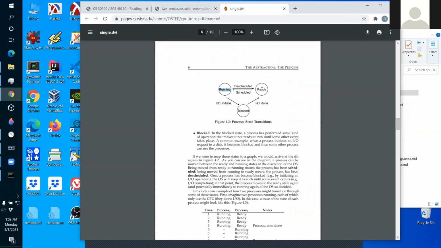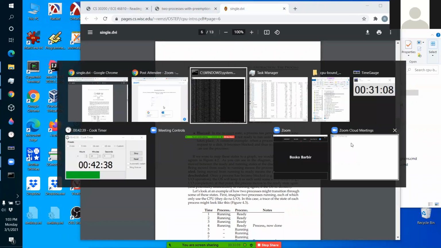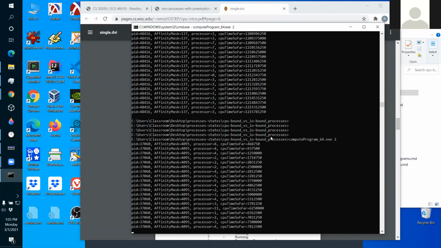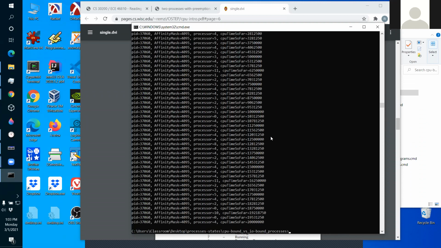Now, this program never really spent any time in the ready state because the computer, oh, like here, let's do another experiment. Run for 2 seconds. Okay. Now I'm going to time this.